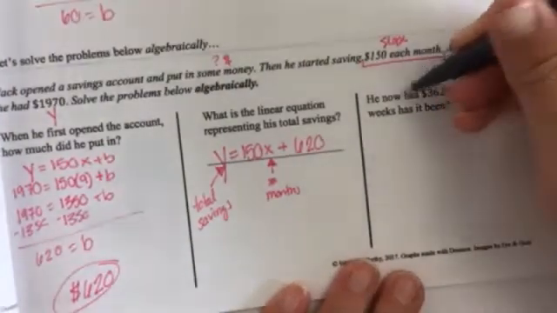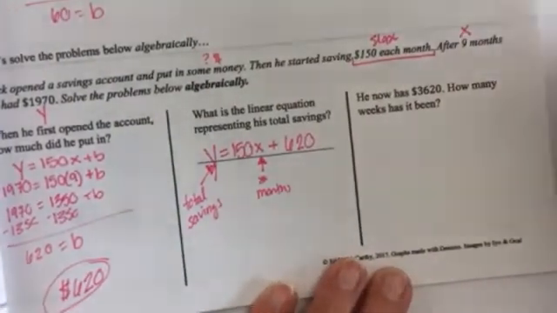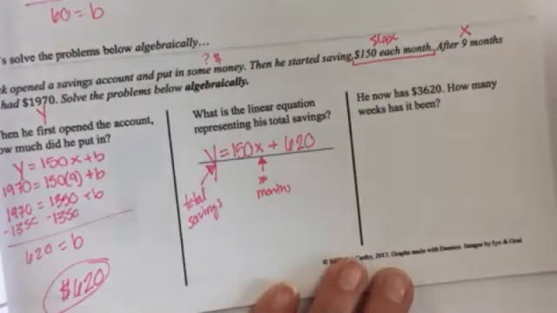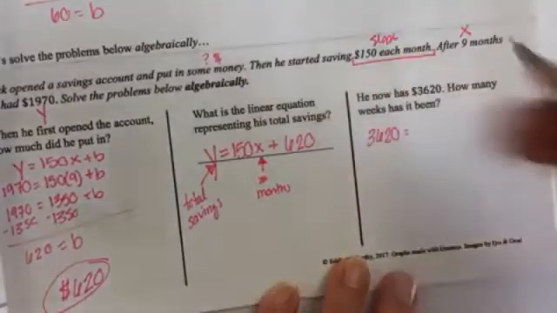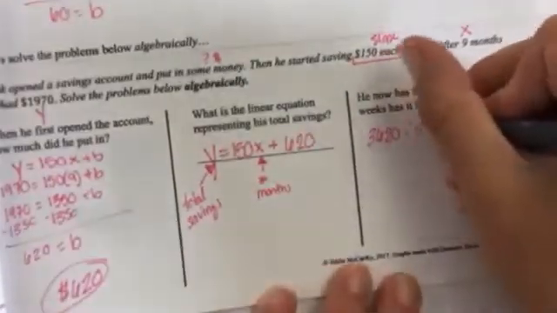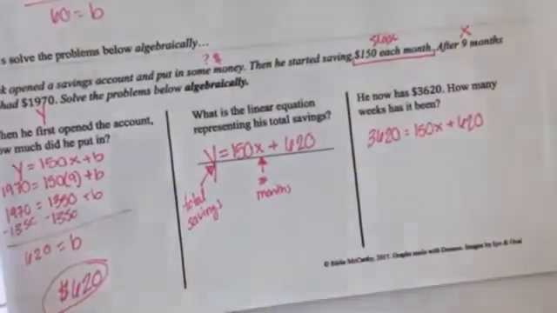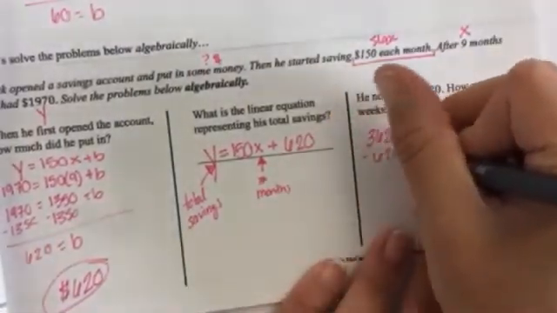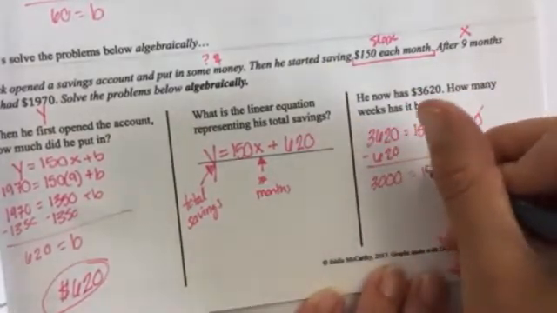So the next part says, he now has $3,620. How many weeks has it been? So a couple catches here. Where do we put this 3,620? At the y. At the y, that's right. So 3620 equals, we're solving for x, 150x plus 620. Okay. So I'm going to subtract 620 first. Okay, this equals 3,000 equals 150x.